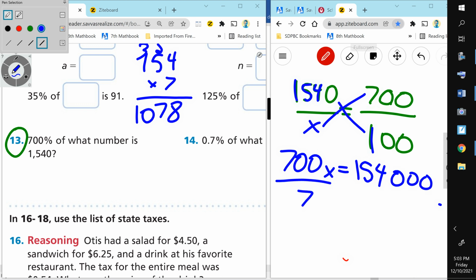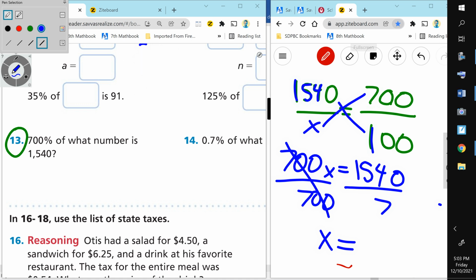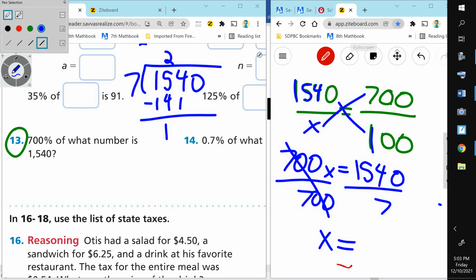So now when I divide by 700 and I get x by itself, I can get rid of these 2 zeros and I can get rid of these 2 zeros. So really all I need to do is take 1,540 divided by 7, and let's see what that's going to give us. Okay, you can stop and do it on your own if you want to, and I hope you do, because you need the practice, I'm sure. So it's 220.